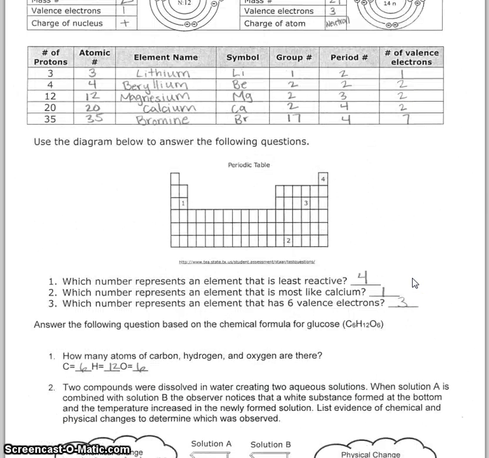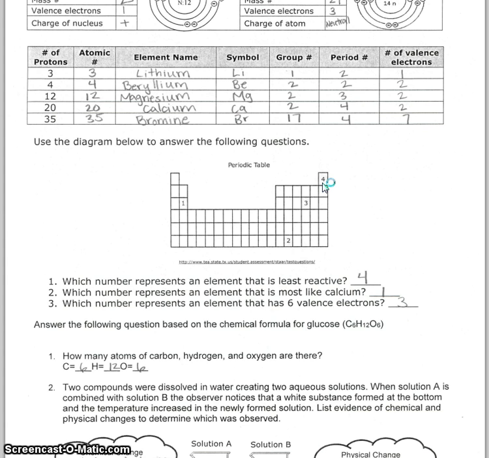Moving down, use the diagram below to answer the following questions. Well, here's a periodic table with a couple of locations identified with the numbers 1, 2, 3, 4. Which number represents an element that is least reactive? The right-hand side of your periodic table is the least reactive side. These are the noble gases. And so number 4 would represent the least reactive element.